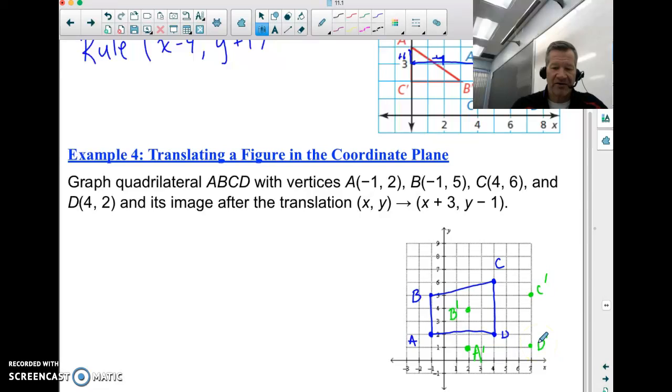So we will get another congruent figure. Remember, congruent means same size and shape. But the figure will have been moved 3 to the right and 1 down. And there we have examples, both example 3 and 4 in one shot.